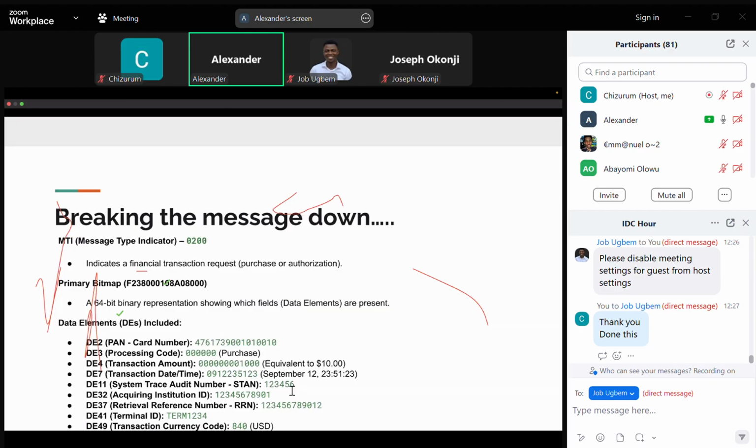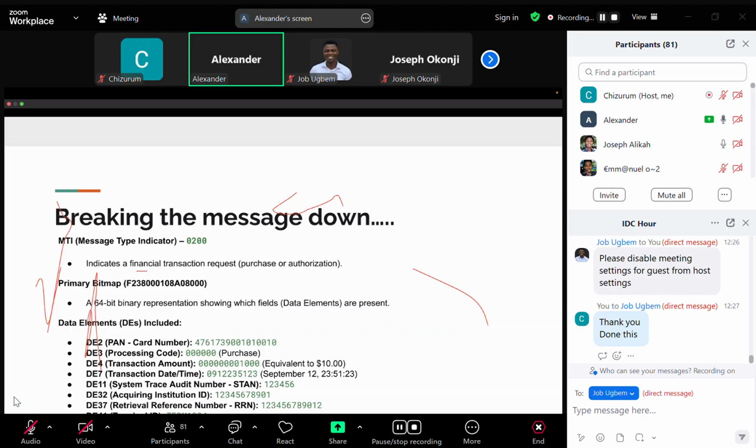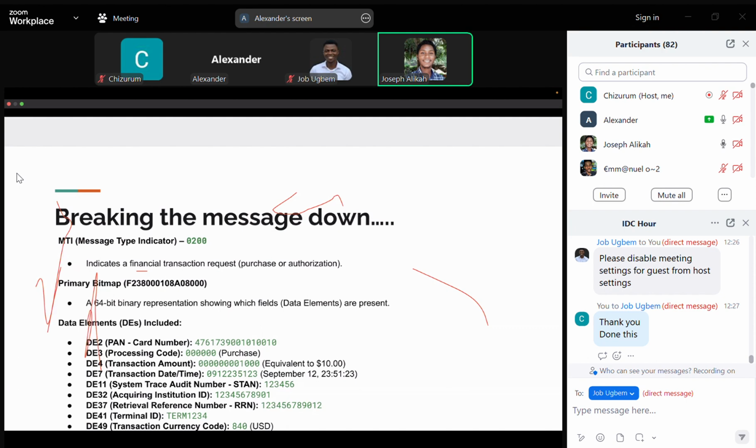And then we have the data elements that are included. We have data element 2, which is the PAN. We have 3, processing code, 4, 7, 11, 32, 49. You know, it's always more than this, right? This is just me shortening this kind of message, right? It could be more complicated than this, actually.